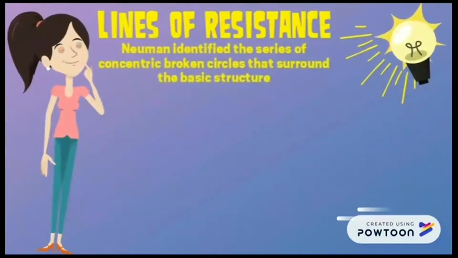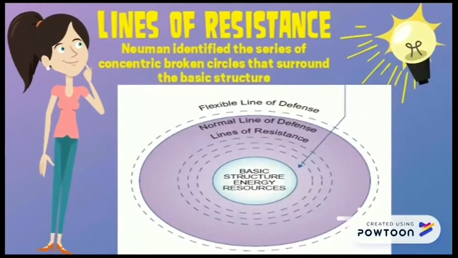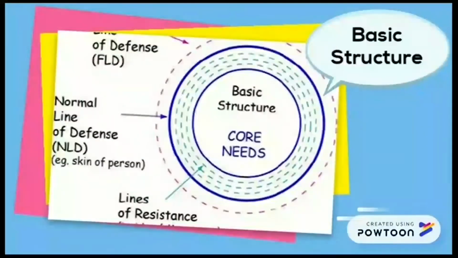Neuman identified a series of concentric broken circles that surround the basic structure. When the normal line of defense is penetrated by an environmental stressor, a degree of reaction or signs or symptoms will occur. The basic structure or central core is made up of those basic survival factors common to the species. These factors include the system variables, genetic features, and strengths and weaknesses of the system parts.